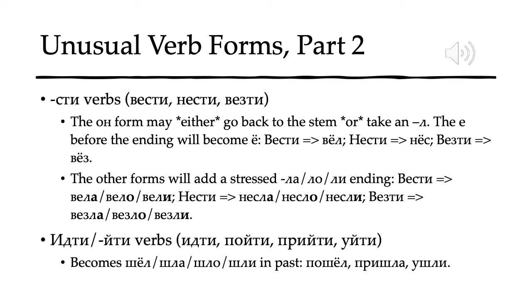And the complicated thing is that the он form could go back to the stem of с or з, or it could take an л. In either case, the е before the ending is going to become ё. So вести with a с, to lead or guide, unidirectional, becomes он вёл. Нести, to carry on foot, unidirectional, becomes он нёс. So there's no л, there's just the original с.